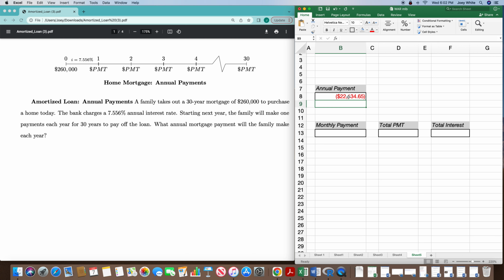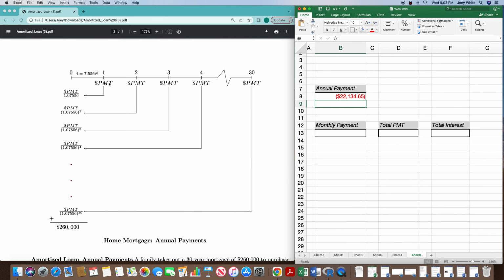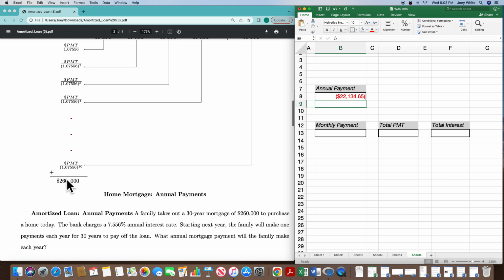So the family's going to have to pay this to the bank each year for 30 years as part of paying off the $260,000 that they borrowed to buy a home. In general, we're choosing some payment such that at this interest rate, if each of these payments is discounted to the present and then summed, it would equal the amount borrowed, right?